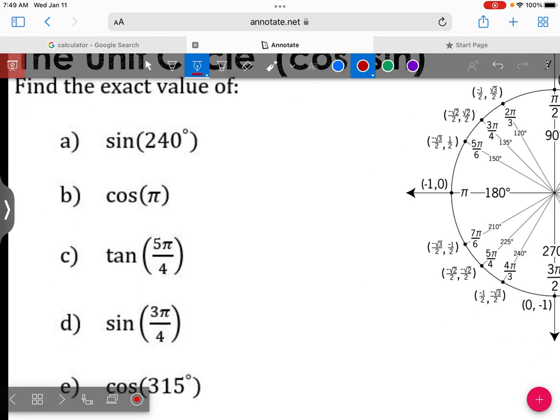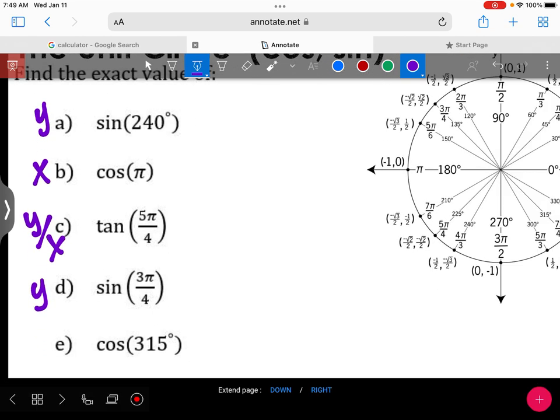So I'll just make some notes here. So this is your y value. This is the x value. This is y divided by x. This is y. And this is x. So take a minute, see if you can find those 5 values.